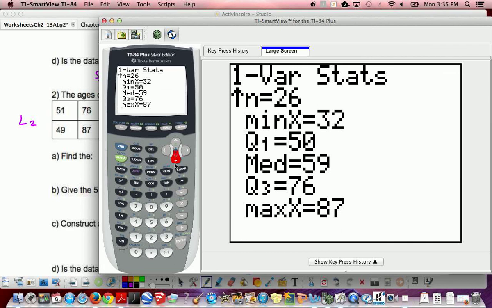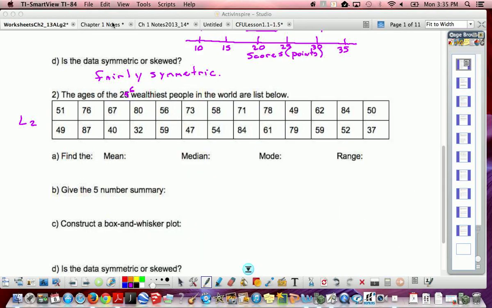I'm actually going to write that down also and do part B and part A kind of at the same time. Okay? So just to note some of these values, my mean, looking at my calculator, 61.346. The median when I was looking at my 5-number summary was 59. Okay? My range, my max was 87. My min was 32. So I have a range of 55 years. Since we're talking about age here, we can actually put units on it.